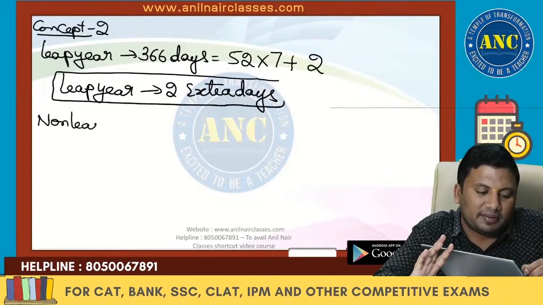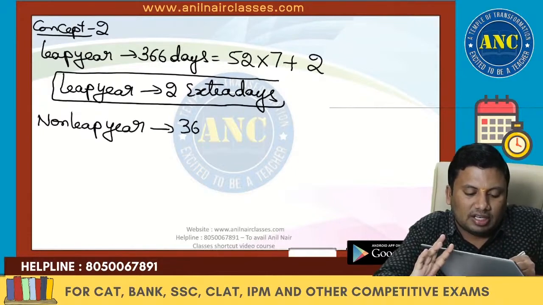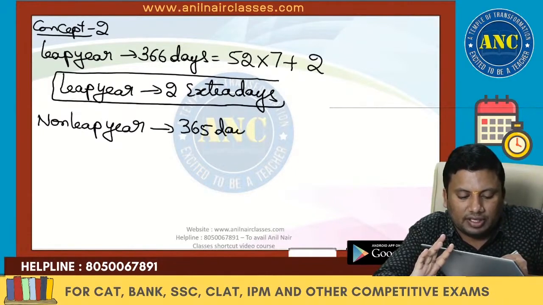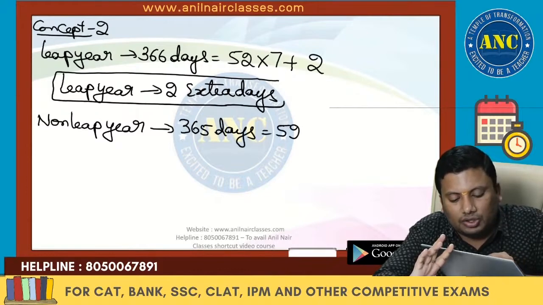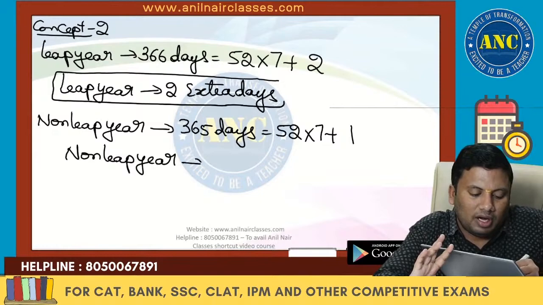A non-leap year has 365 days. 365 days is nothing but 52 into 7 plus 1. So a non-leap year will have 1 extra day.